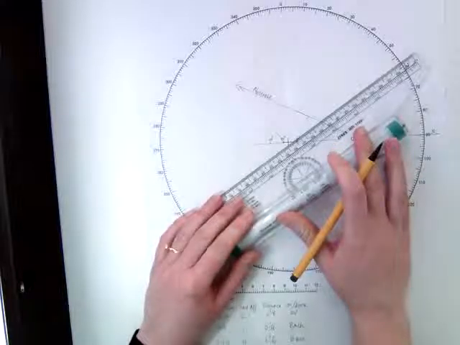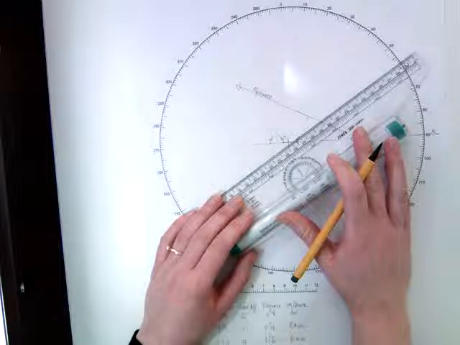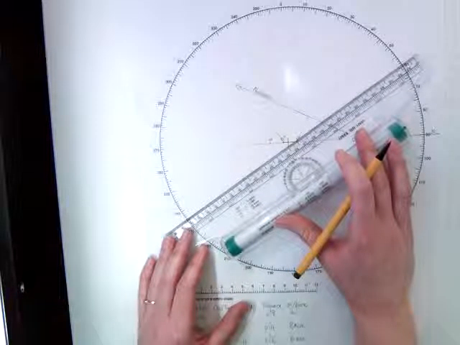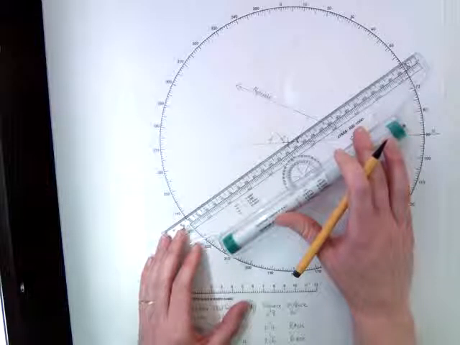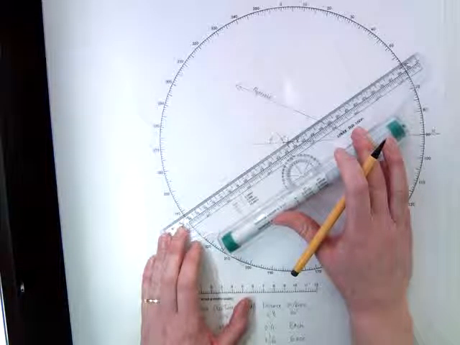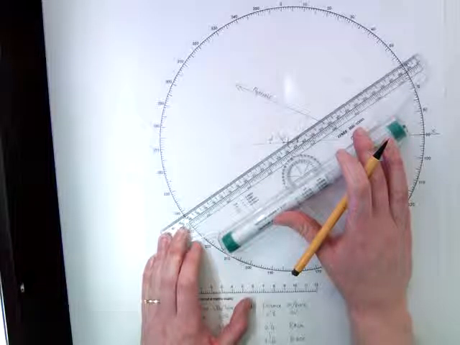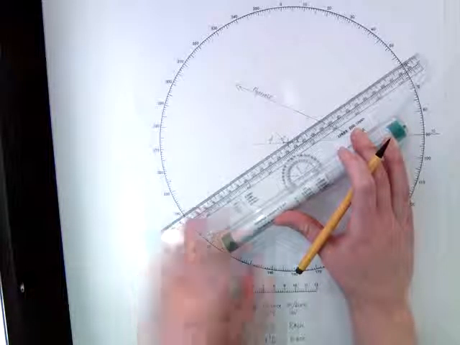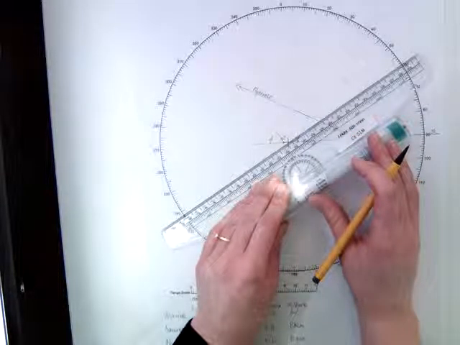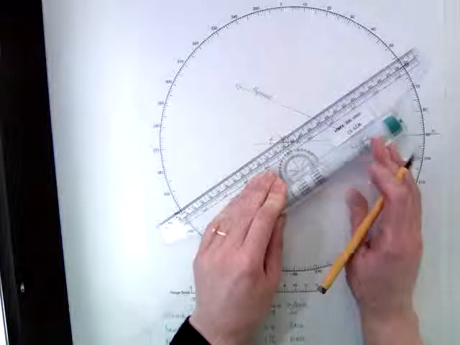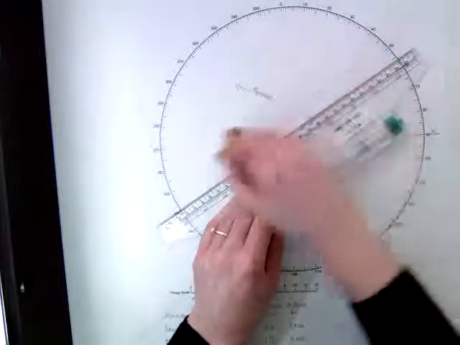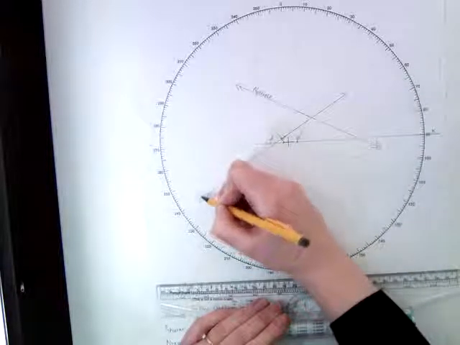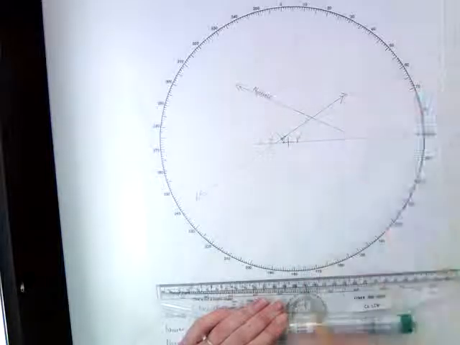And the position line for this body is 058.5 to 238.5, running at right angles to the azimuth. And again, double arrowheads because we've shifted that position line.